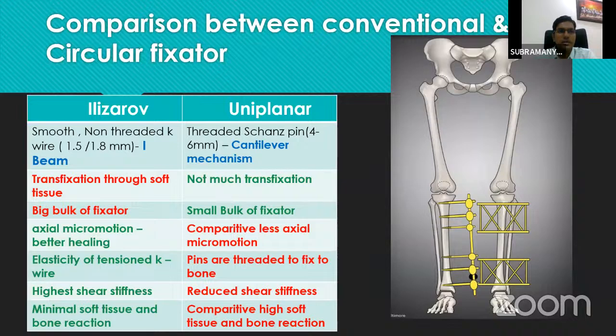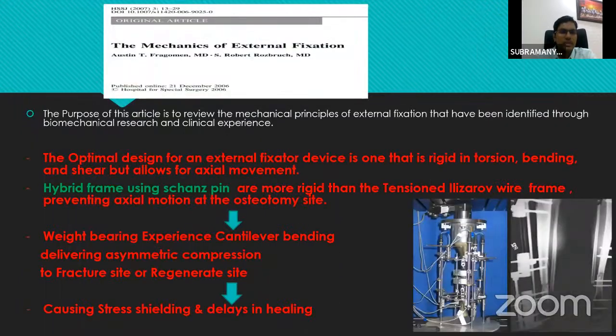So the comparison between the Ilizarov and uniplanar fixator will be, it is working on the I-beam concept. There will be a trampoline effect so that it provides more 360-degree stability in Ilizarov, whereas uniplanar fixators work only on cantilever mechanism. There is less transfixation through the soft tissue and less bulk of the frame in uniplanar, but all the other stability factors are more stable in an Ilizarov fixator.